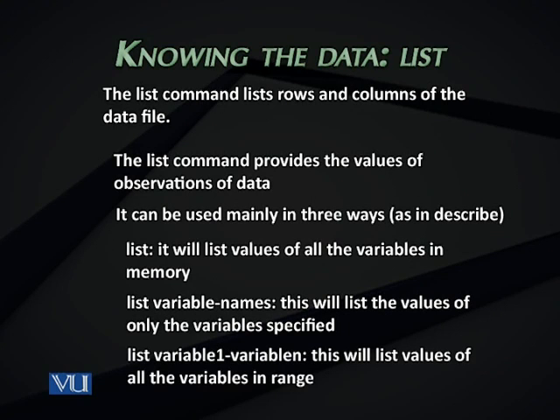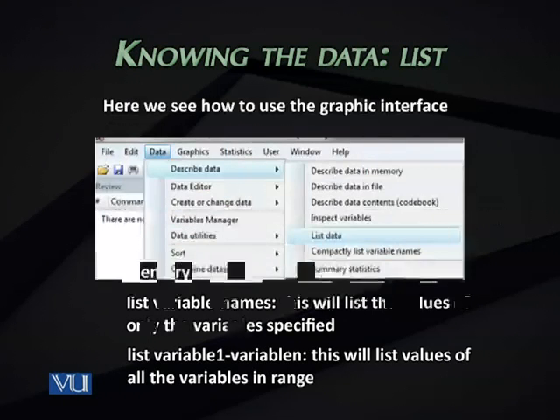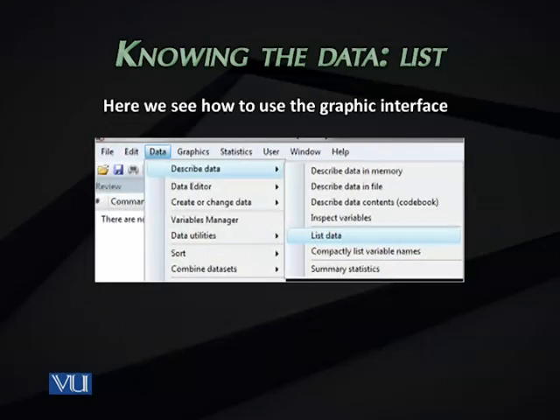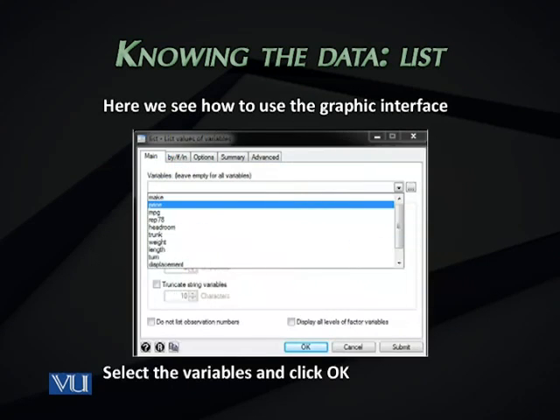And in the same way as you did in describe, if you type list, range of variables, that is from variable name 1 hyphen variable name n, you will have the list of values of all those variables. So let's see how to do that. If you use the graphic user interface, you will click on data, describe data, and as you are seeing, another list opens. List data. Another window will open and you will be asked to fill in the variable names and some information and options. And then you will click OK and get your result.